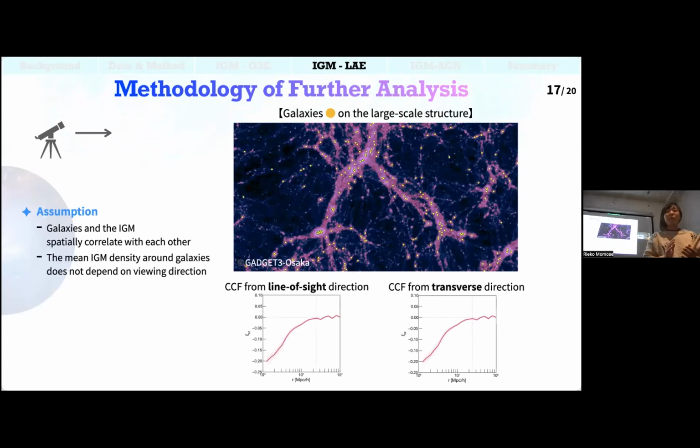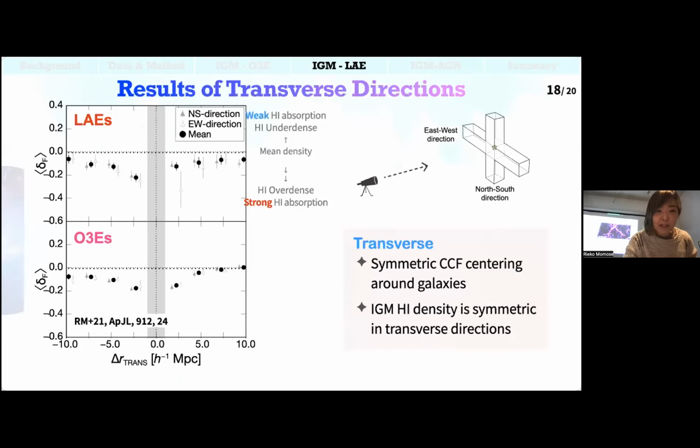However, if our hypothesis on Lyman alpha emitters is correct, some anisotropic feature will be expected only along the line of sight in Lyman alpha emitters. So in order to verify that, we apply these analyses to Lyman alpha emitters and [OIII] emitters. And in this study, we regarded the [OIII] emitters as a control sample because they trace or follow the IGM neutral hydrogen density, as what we saw in the first analysis. Okay, then I show the results.